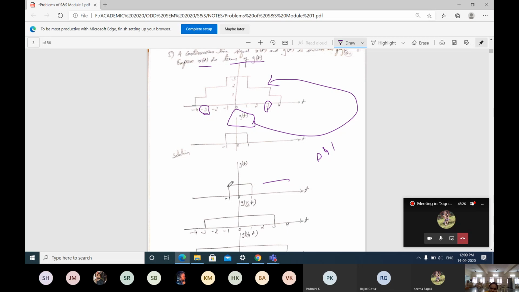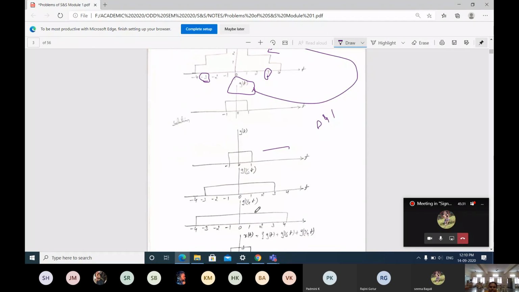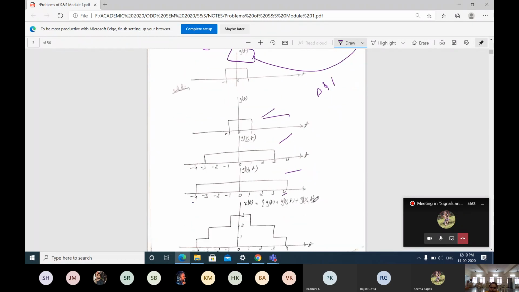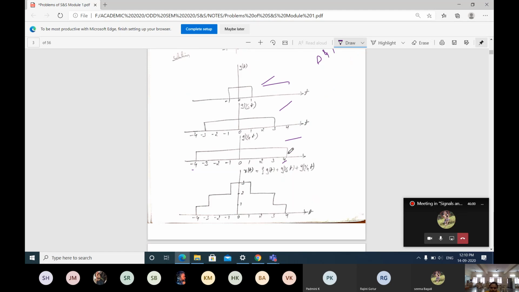Same thing here, the magnitude is only 1, so the signal is expanding from minus 3 to plus 3. Next, again the same, from minus 4 to plus 4. For that reason, take g of 1 by 4 into t. Then again the signal expands from minus 4 to plus 4. Then I will add g of t plus g of 1 by 3 of t plus g of 1 by 4 of t. Now if I add, I will get the x of t signal.